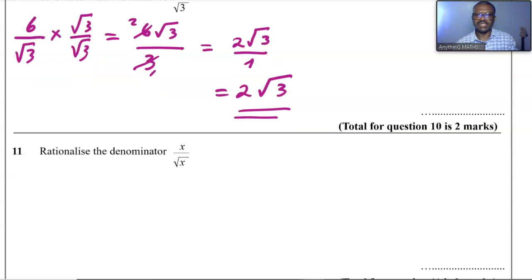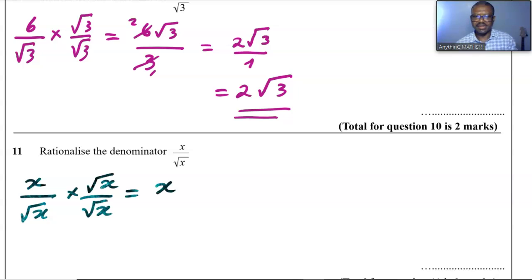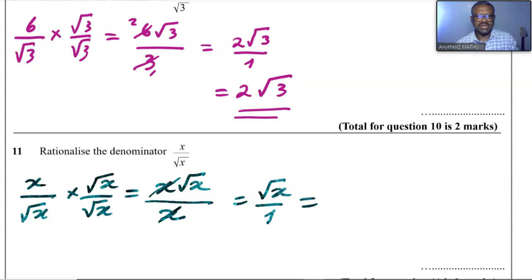The next question, rationalize x over root x. Multiply by 1. We do that, root x over root x. Multiply the numerator, we get x root x, all over x. Then this x, we cancel that x, we're going to get root x over 1, the same as root x.